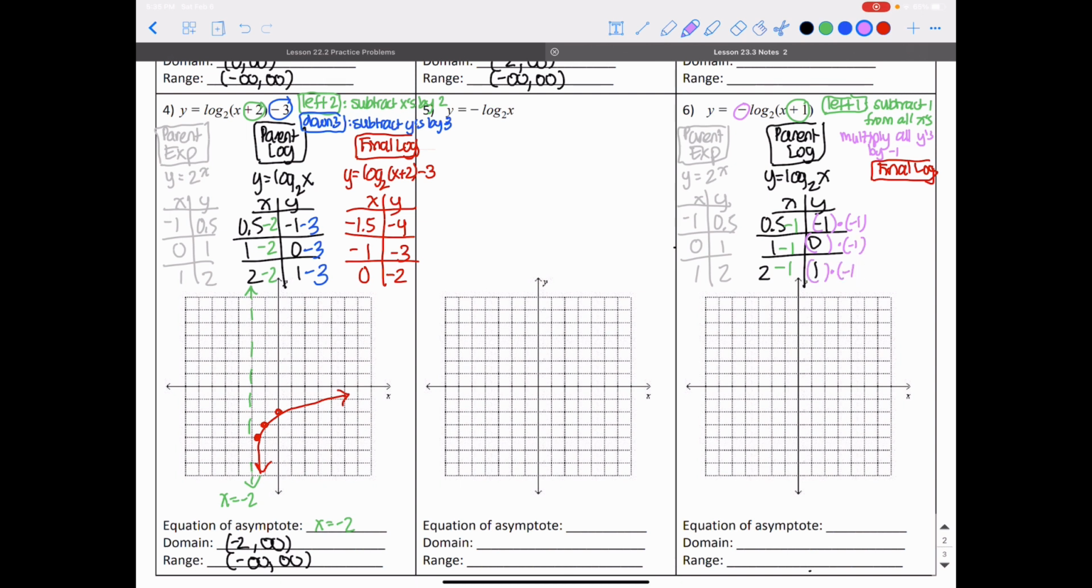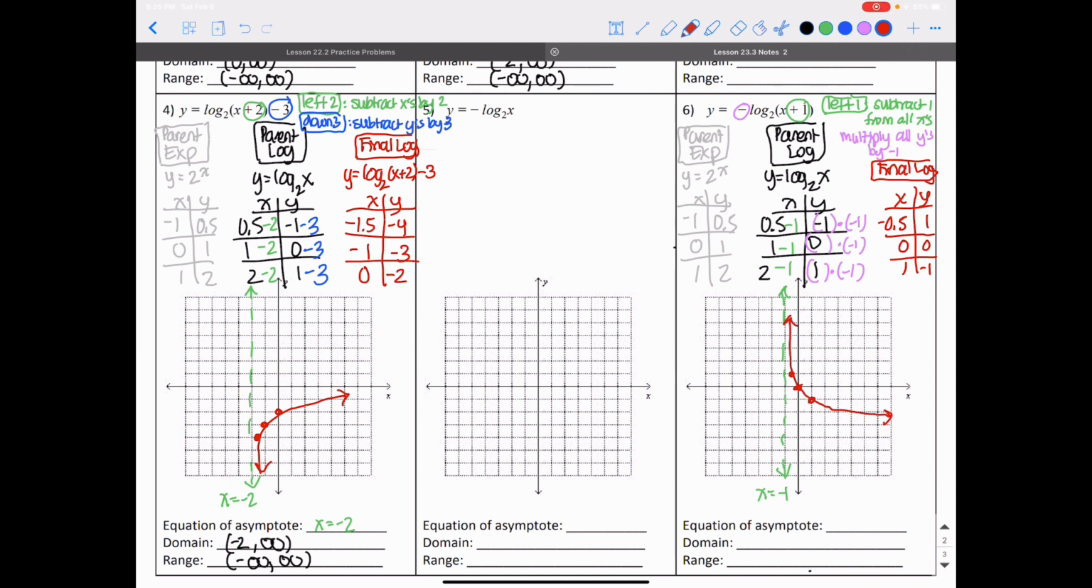And I'm going to end up with my table: I have -0.5 and 1, I have 0 and 0, and I have 1 and -1. And I know my vertical asymptote is going to be at -1, since everything's moving to the left 1. And I'm going to plot these points, -0.5 and 1, 0 and 0, and 1, -1. I'm going to connect these, making sure I don't touch that vertical asymptote.